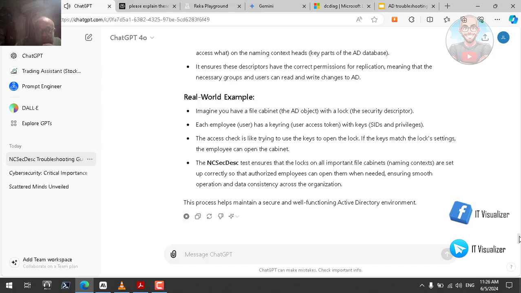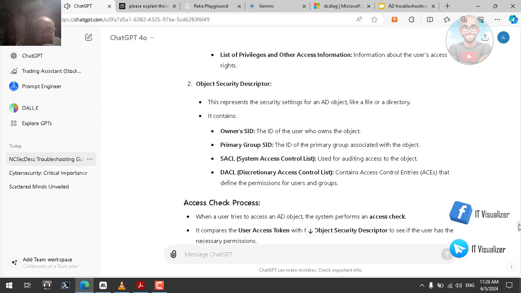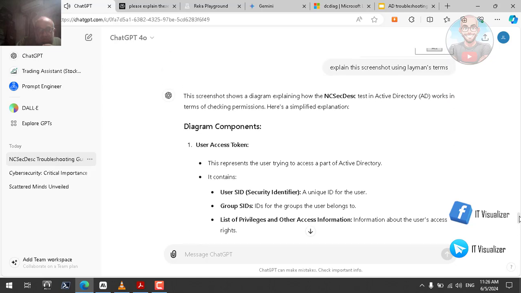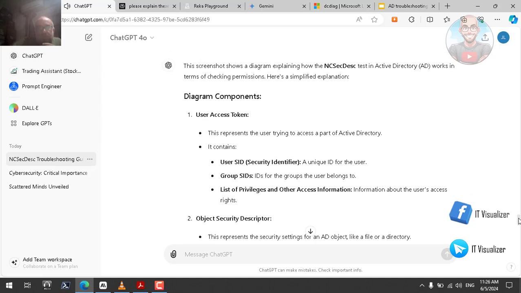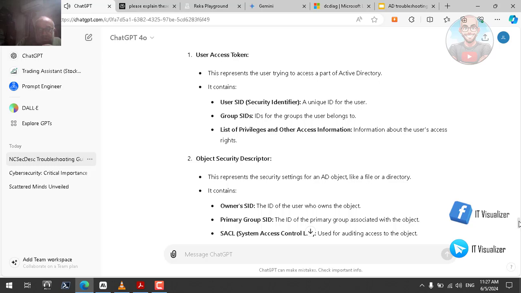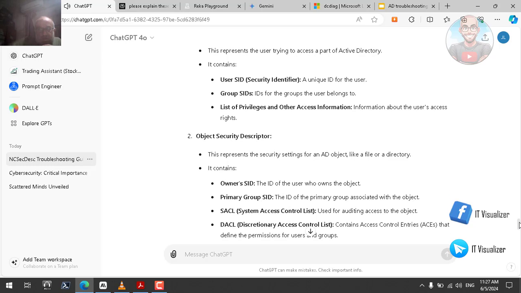This screenshot shows a diagram explaining how the NC-SEC desk test in Active Directory, AD, works in terms of checking permissions. Here's a simplified explanation. Diagram components. 1. User access token. This represents the user trying to access a part of Active Directory. It contains the user's ID, security identifier, a unique ID for the user. Group IDs, IDs for the groups the user belongs to. List of privileges and other access information about the user's access rights.